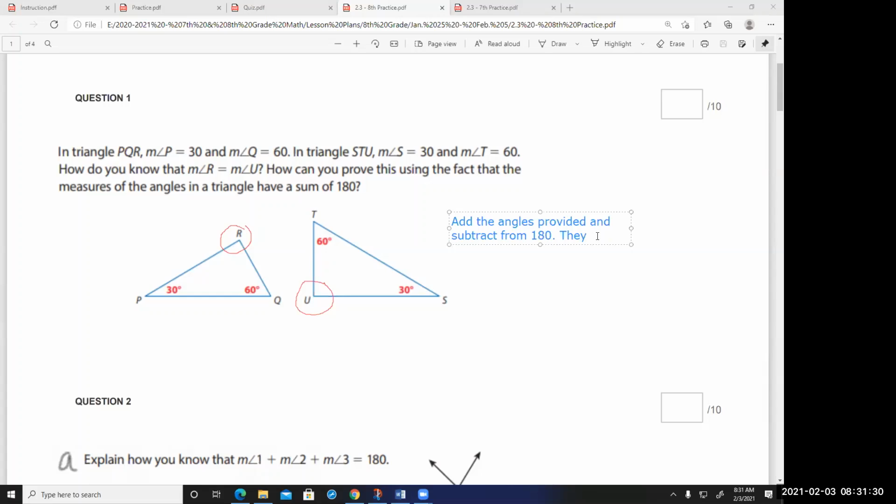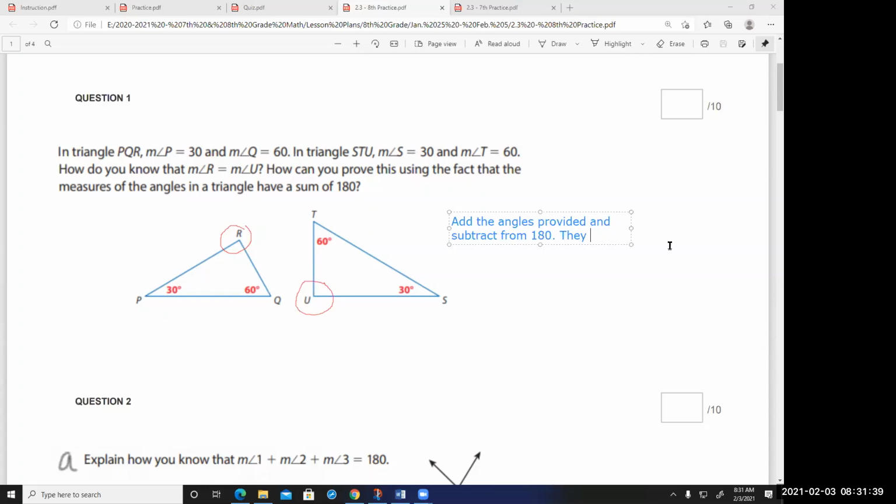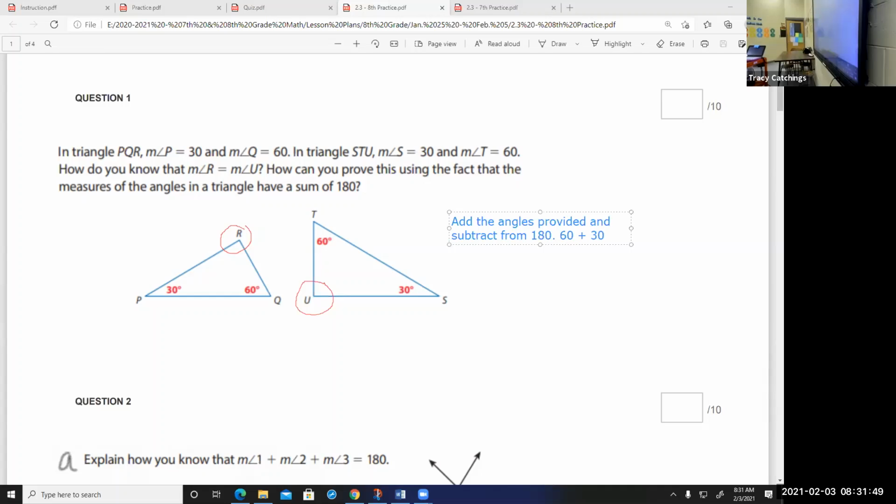Go ahead, Brian. I was just saying that 180 minus 90. Meaning they want you to prove it. Meaning every step you take, we know 30 and 60 is 90. So then I would say 180 minus 90 is equal to 90. They both had what two angles?